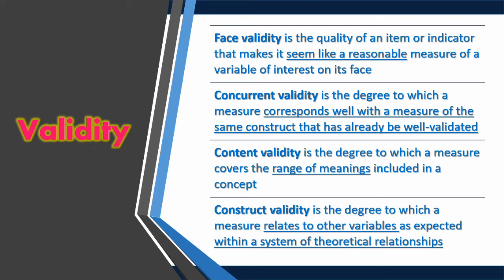In face validity, we're determining whether an item seems to be a reasonable indicator of the variable. In criterion-related validity, we use an external criterion, like say a known population, to determine whether our measure is valid. In content validity, we're asking whether the range of items captures the entire universe of a variable it's intending to measure. And finally, in construct validity, we're asking whether the items are associated with other variables in the way they are theoretically expected to be associated.